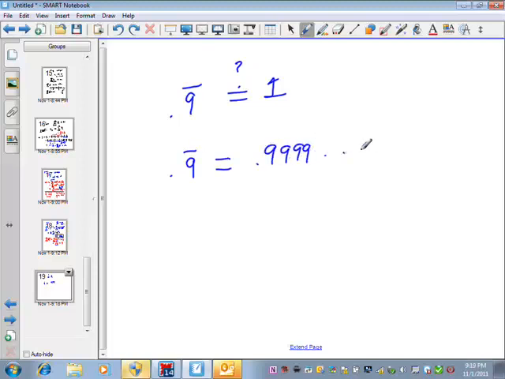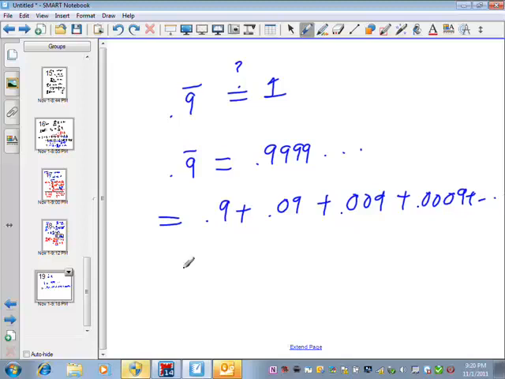So 0.9 bar is equal to 0.9999 dot dot dot, right? That equals 0.9 plus 0.09 plus 0.009. And then hopefully we see that when we write 0.9 bar, we're talking about an infinite series. We've been doing infinite series since second grade. The moment they had the bar there, we were talking about infinite series. We'll remark that they both have 9 in common. More than that, they both have 0.9 in common. We factor it out. That leaves us with 1 plus 0.1 plus 0.01 plus 0.001 plus dot dot dot.